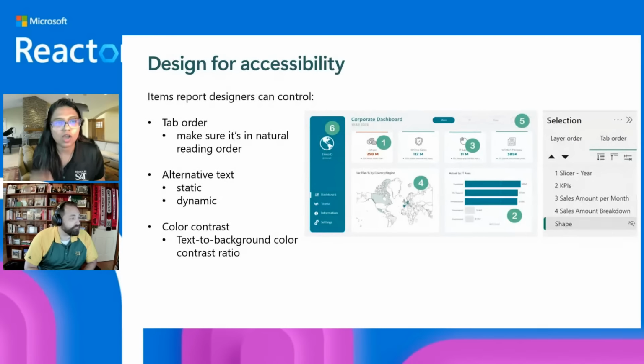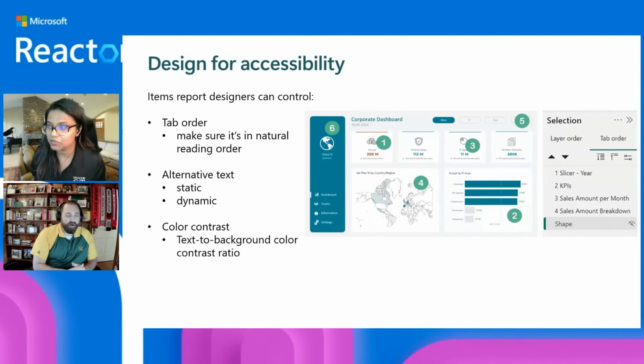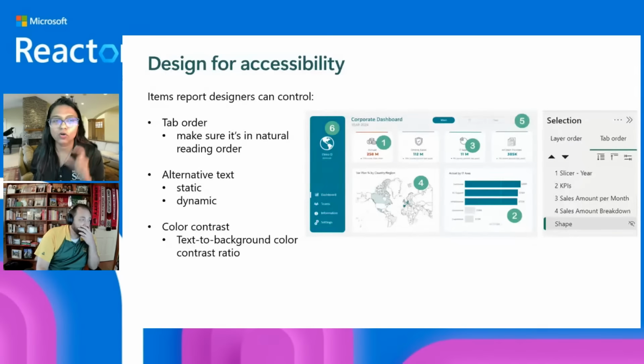Now, we are going to talk about three important accessibility features provided by Power BI. The first one is tab order. Tab order enables users that rely on keyboard navigation by providing a natural reading order. In order to set the tab order, you can go to the selection pane in Power BI, head over to the tab order, and place your visuals according to the natural reading order.